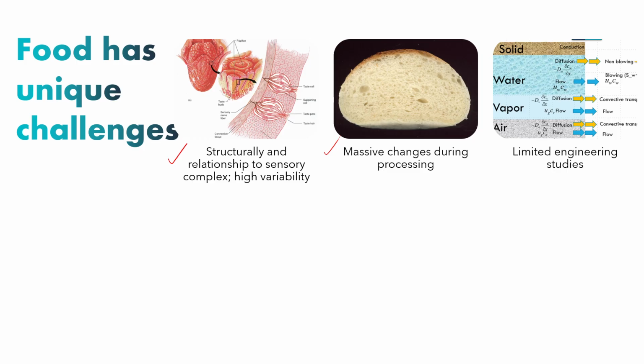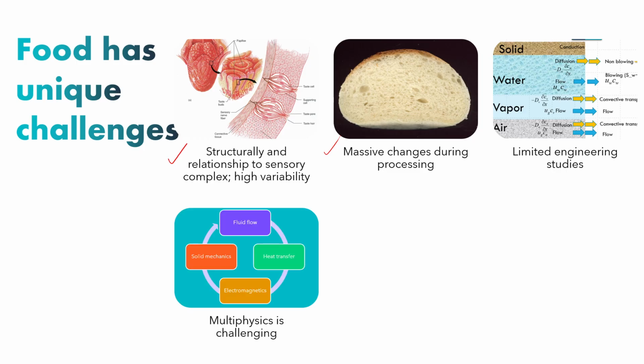Non-biomaterials have been studied the most, but even biomaterials in the context of human health and so on have been studied more than food as a biomaterial. Then food processing is often multi-physics, so it can include fluid flow, heat transfer. If it's being heated in a microwave oven, then electromagnetics, and if it is changing shape and size, which almost always it does, then it involves solid mechanics. So doing multi-physics by its very nature is challenging.